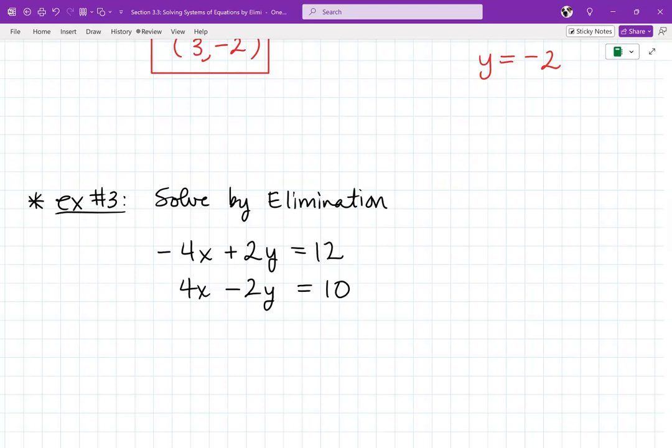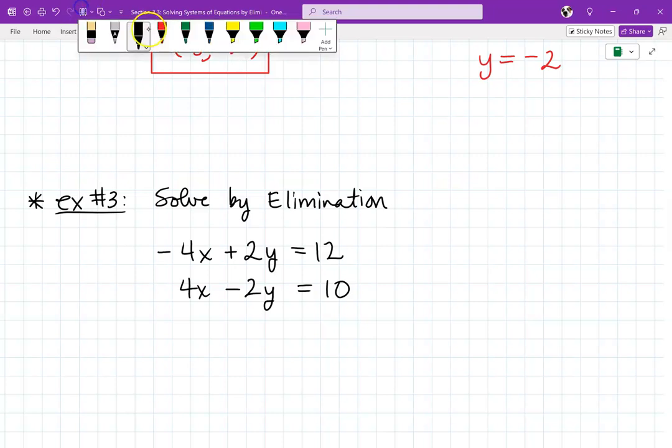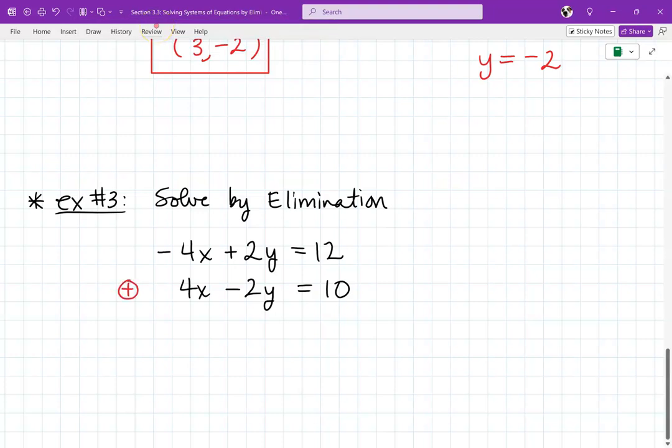All right. So again, without thinking, I'm just going to add. Let's see what happens. So negative 4x plus 4x, that's 0. So good, I eliminated something. And then 2y plus negative 2y. All right, so I eliminated everything. 12 plus 10, 22. I didn't do anything wrong, just that my variables all disappeared.